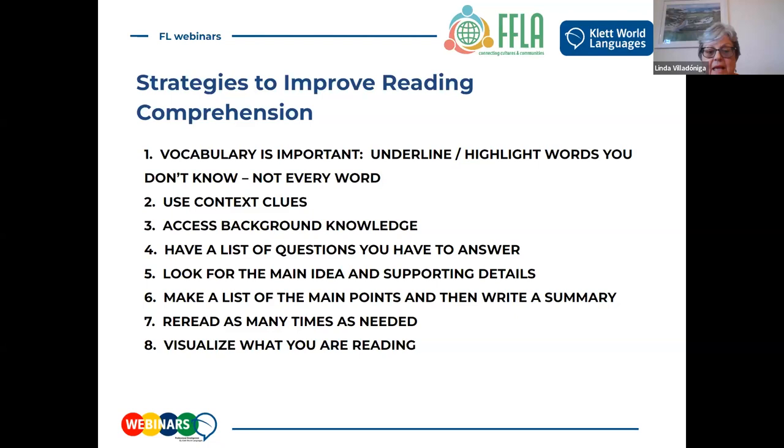How many times did I read the chemistry book before I figured out what they were talking about? And visualize what you're reading. Have them draw a picture, for heaven's sake. There's nothing wrong with that. And for the visual learner and the artistic student, you're opening a whole new world to them.